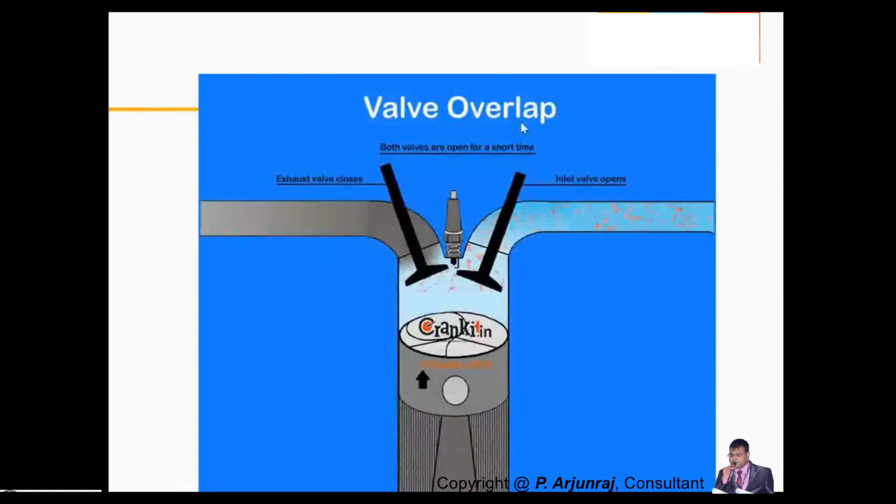In other words, the valve overlap is nothing but both the inlet valve and exhaust valve being open for a short time. It's not just the exhaust valve closing or the inlet valve opening. It is both the inlet valve and exhaust valve being open at the same time. This period is called the valve overlap period.